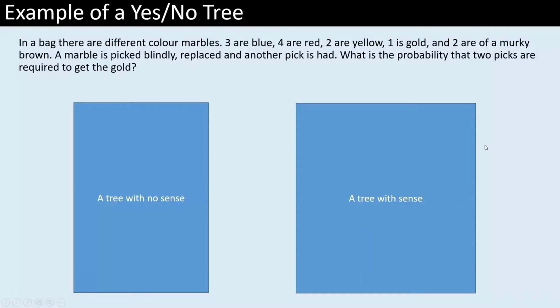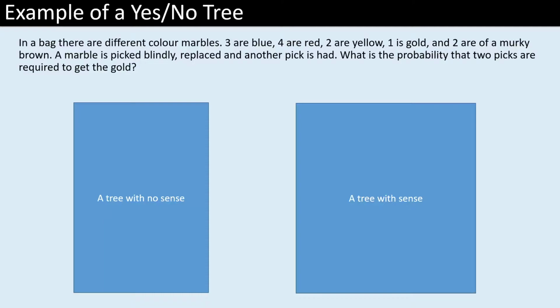Okay, so in a bag we have different color marbles. 3 are blue, 4 are red, 2 are yellow, 1 is gold, and 2 are of this kind of murky brown color. And a marble is picked blindly, replaced, and then we have another go. What is the probability that 2 picks are required to get the gold?